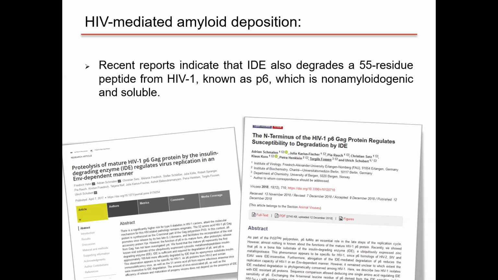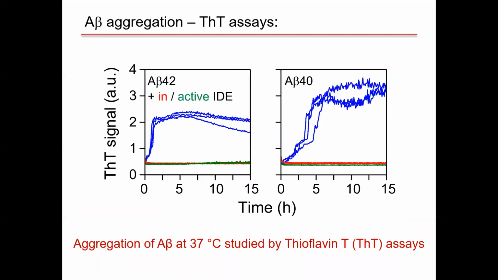To do this, we work with two different substrates, A beta, which is amyloidogenic, and P6, which is completely soluble. By comparing IDE's interactions with these two substrates, we seek to understand the mechanism of chaperone activity.